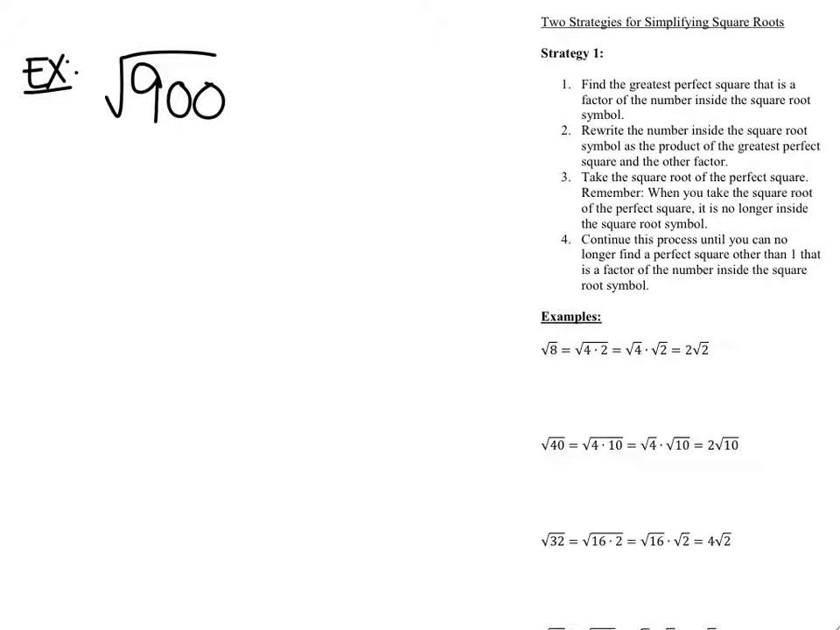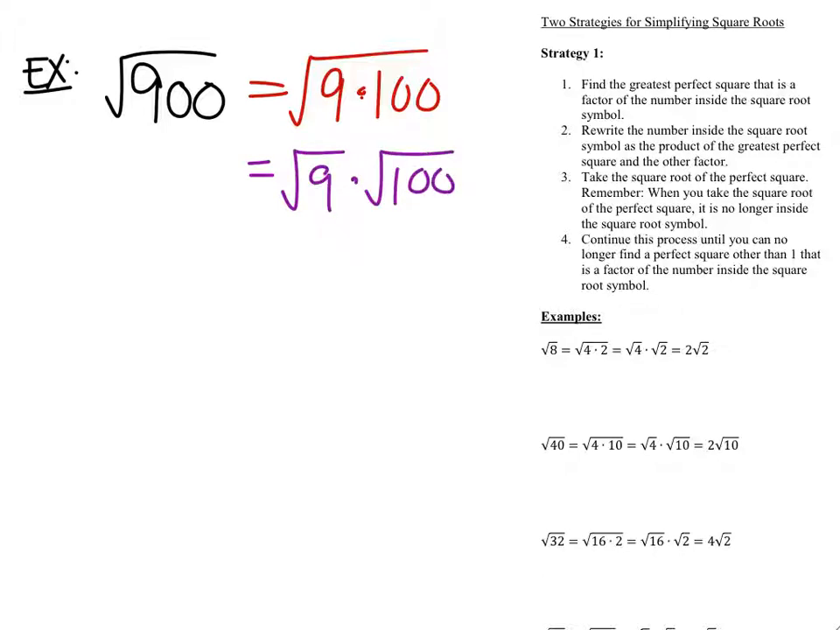Okay. This is a perfect square, but using this strategy, it says find the greatest perfect square that is a factor of this number. So this one actually has 2 because it's a perfect square. So that would be 9 and then 100. Both of these are perfect squares. And then it's saying that we need to take the square root of 9 and multiply it by the square root of 100 because these both are perfect squares. The square root of 9 is 3, and the square root of 100 is 10. So the actual answer ends up just being 3 times 10, which is 30.